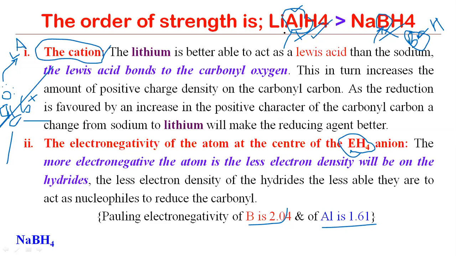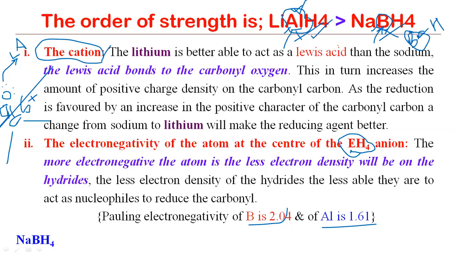So this is because of the aluminum and boron that the reducing power of this LAH is higher. First one is because of the size of this cation. It is a good Lewis acid. It can activate the carbonyl group, and so it can generate higher charge, higher electrophilicity on this carbonyl carbon, so that hydride can attack easily.